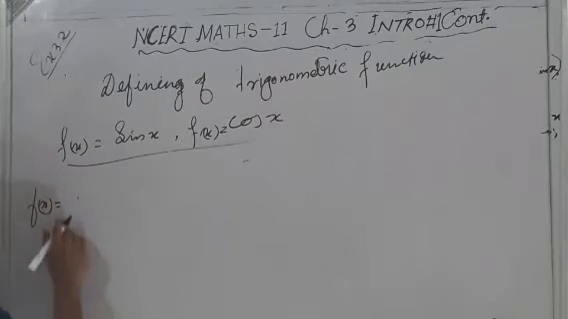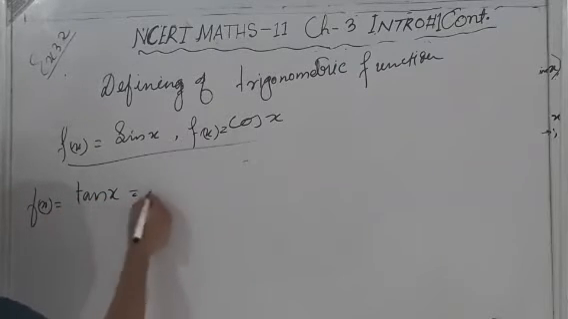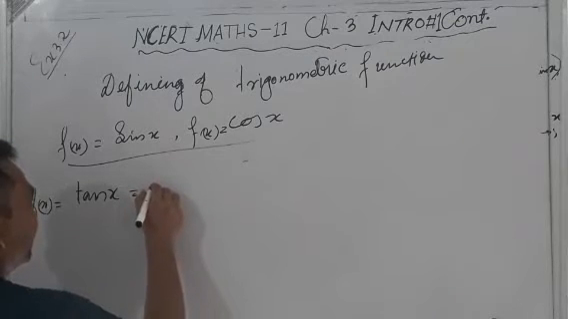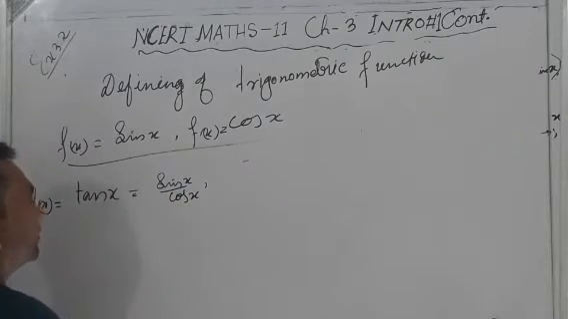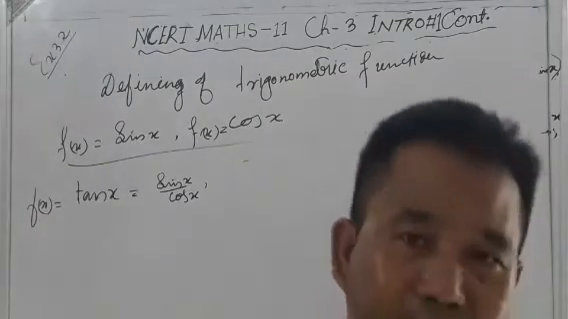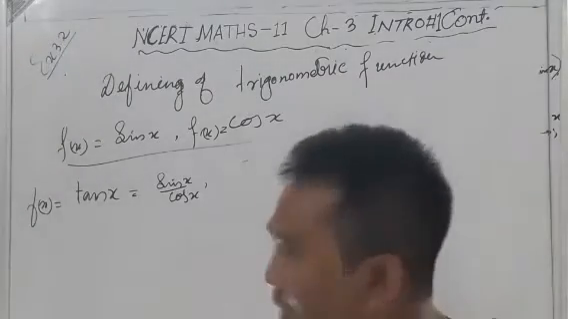tan x. Again, tan x is a rational function. As you know, it is sin x by cos x. But here one condition is there. Are you remembering? Anything upon 0 is not defined. Just now we have studied it.